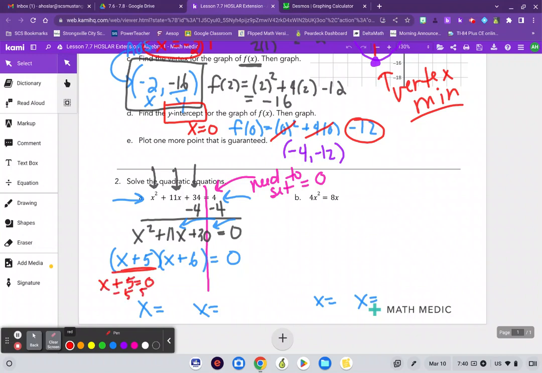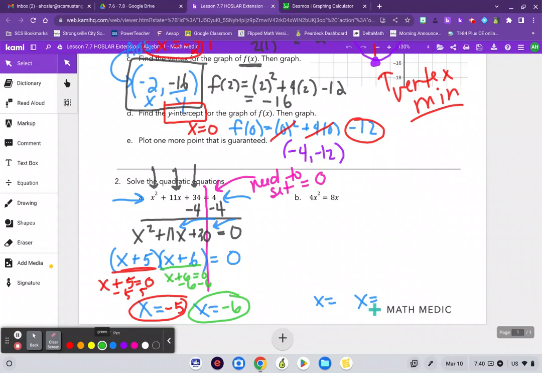Well, x plus 5 equals 0 when x is negative 5, so that's a solution. And I need to know when x plus 6 is equal to 0. Well, x plus 6 equals 0 when x is negative 6, so that's a solution. And so, yay, I found some solutions, but I want to go check to see if this is right.